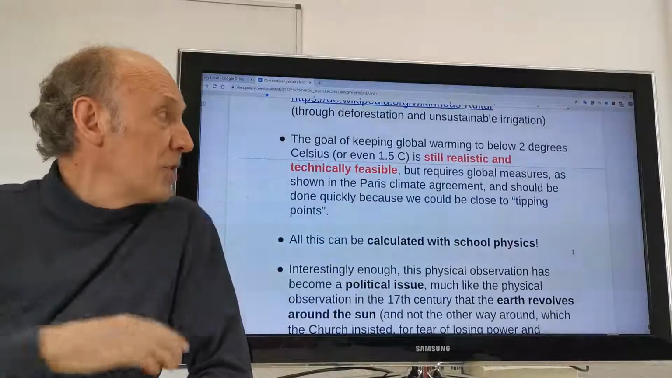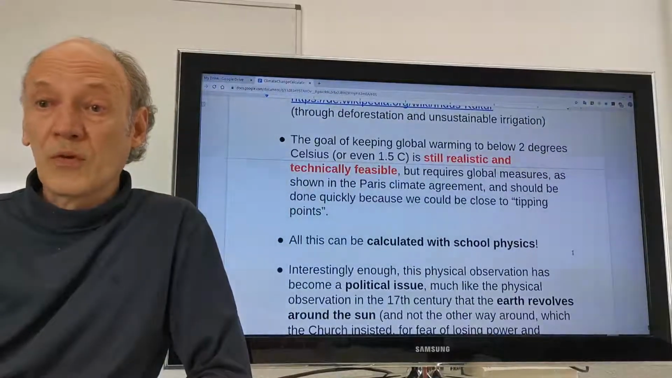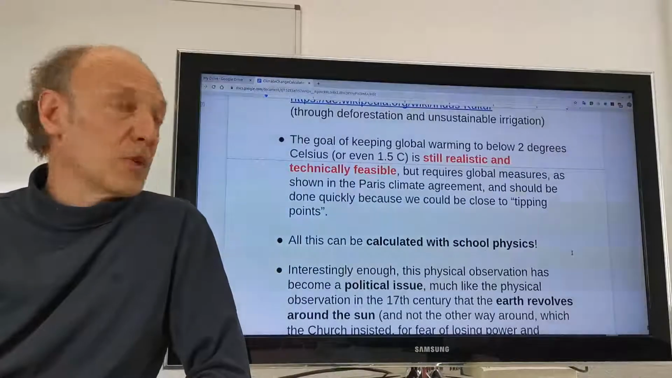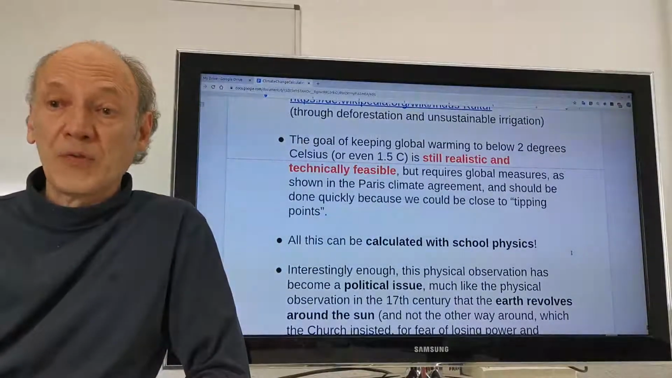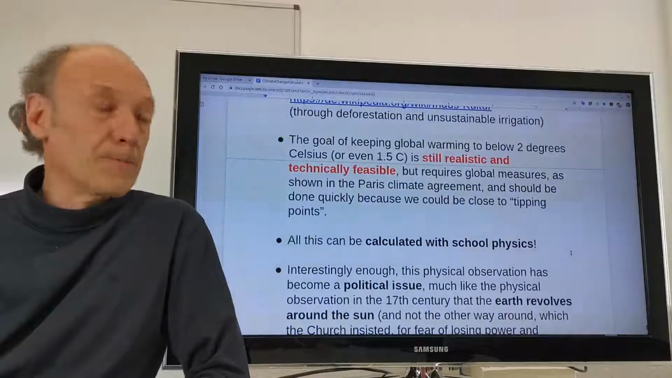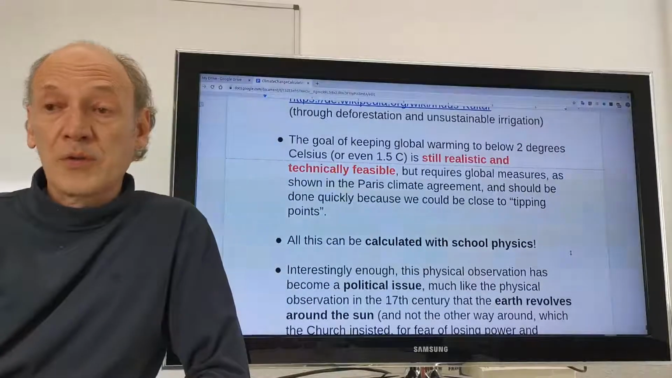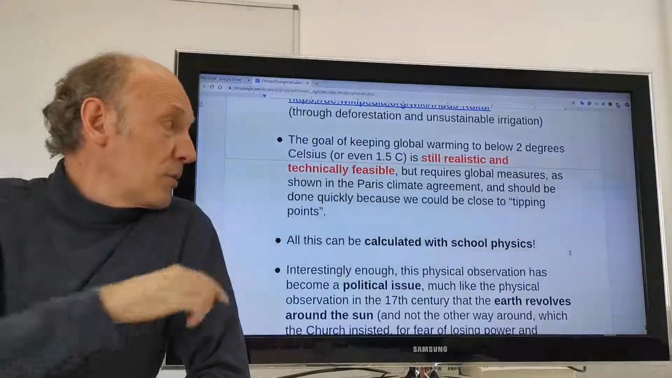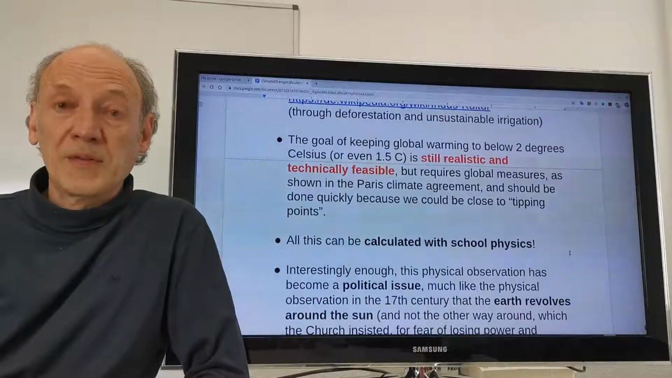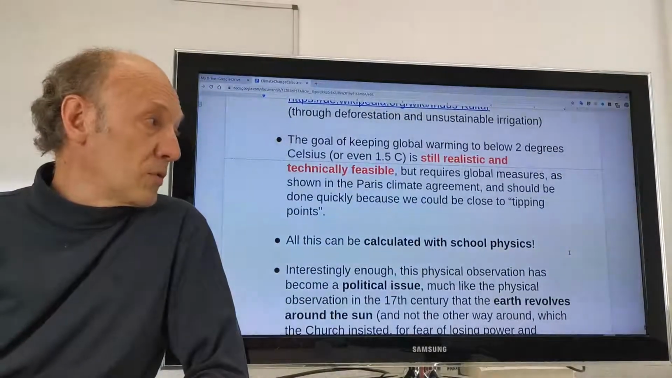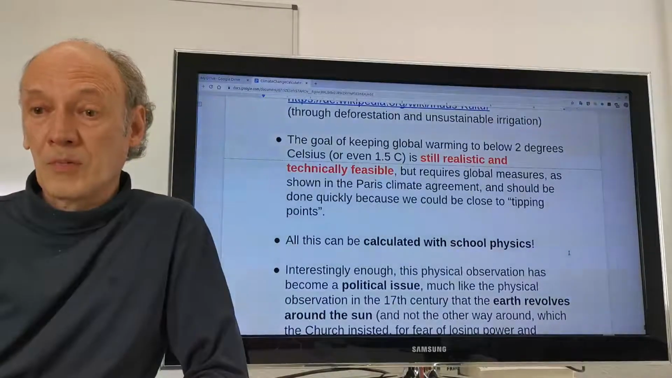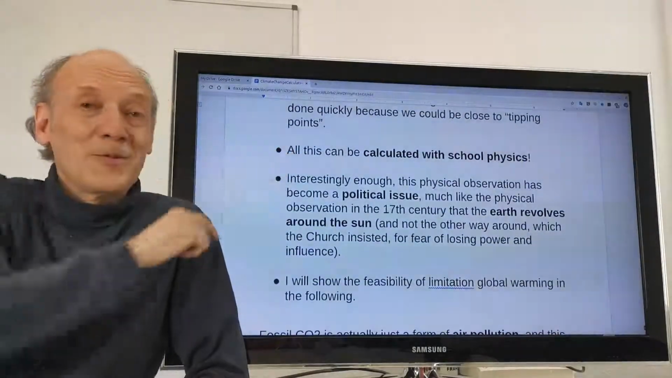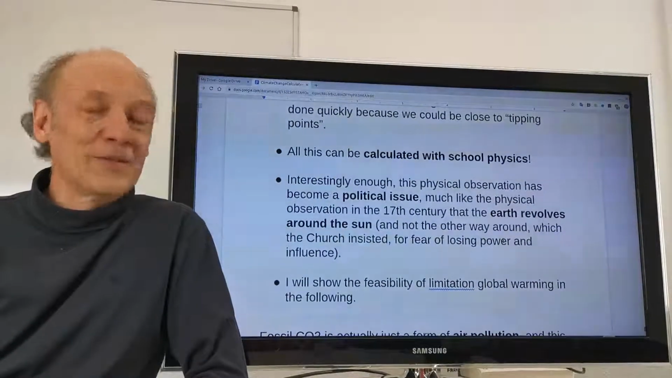So the goal of keeping global warming below 2 degrees Celsius or even 1.5 degrees Celsius is still realistic and technically feasible, which I will show here. But it requires global measures as shown in the Paris Climate Agreement. So they have an important path forward, and this basically also shows a path to the solution. And this should be done quickly because we could be close to tipping points where it would take much longer to go back to pre-industrial levels if we go above those tipping points. And all this can be calculated with school physics. So that's basically the fun part of it. It's actually not so difficult. It's actually quite easy to calculate.